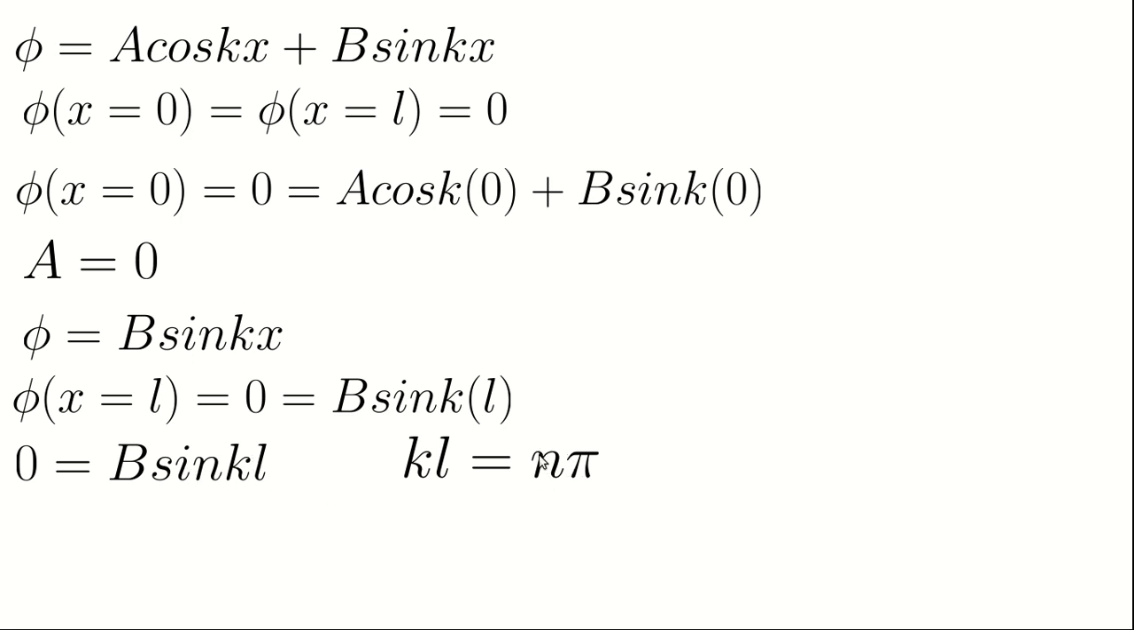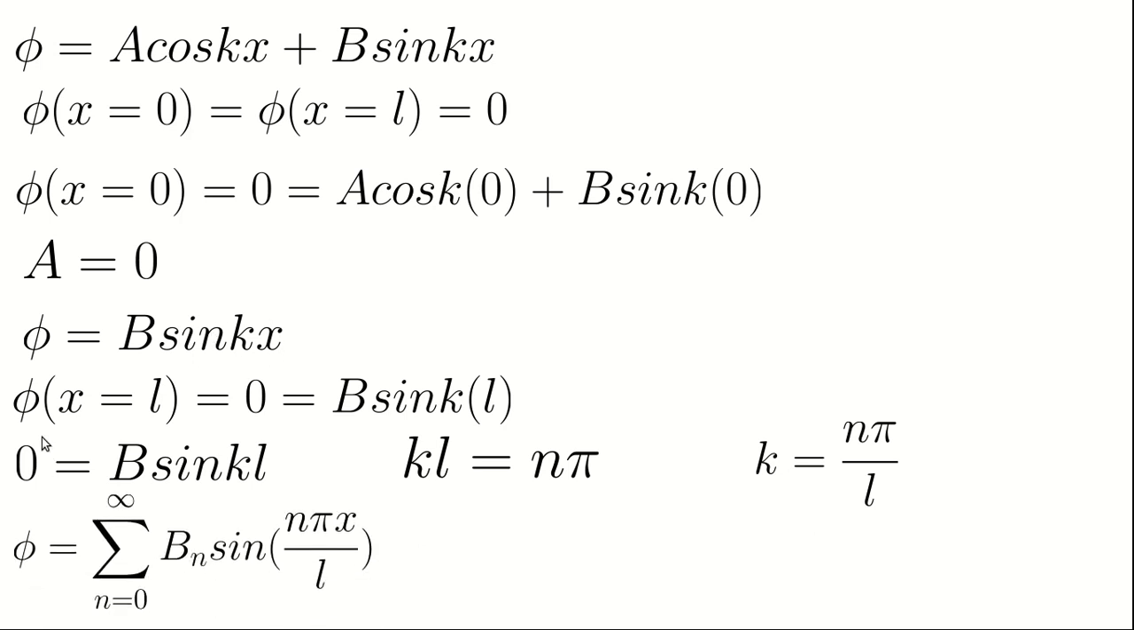If I put 3, 4, 5, so that means for this part to be 0, kL has to be equal to n pi. From here, I can make k the subject of the formula, which is also a constant to be determined, and that gives me k equal to n pi over L. I can now substitute k equal to n pi over L in this equation, and that gives me phi equal to summation of Bn sine n pi x.